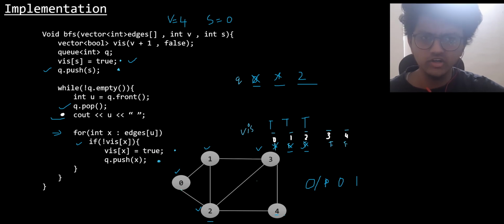As 0 is already visited, we will not go in the if condition, and 2 is also visited, so we will not go in the if condition. As 3 is not visited, it is false, so we will enqueue it in the queue and mark it as visited, and then now we will check if the queue is empty or not. As you can see, the queue is not empty.